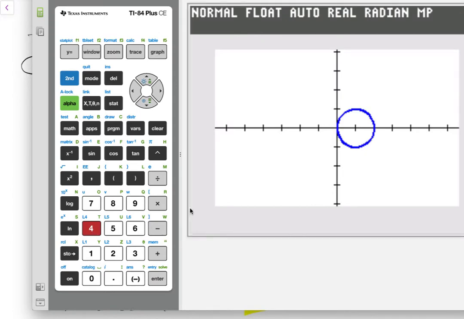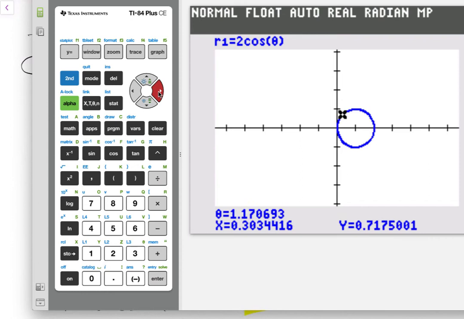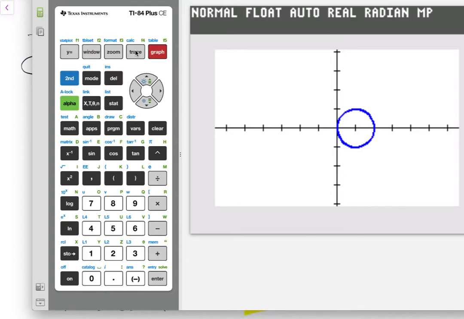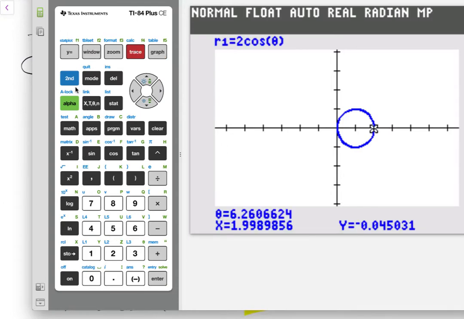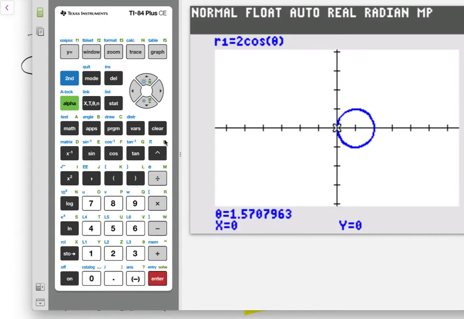Now I don't know if you noticed, but it actually traced the circle twice. In fact, if I hit trace and I just hold my button down, we can see from 0 to pi, and then from pi to 2 pi, it's tracing again. Now, that doesn't always happen, but in this particular case, r equals cosine theta only needs 0 to pi. Now, something else to point out to you: when I hit trace, I can always punch in a number like second pi over 2 and have the calculator jump me right to a particular point there.